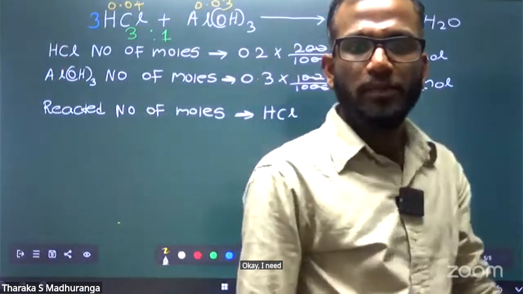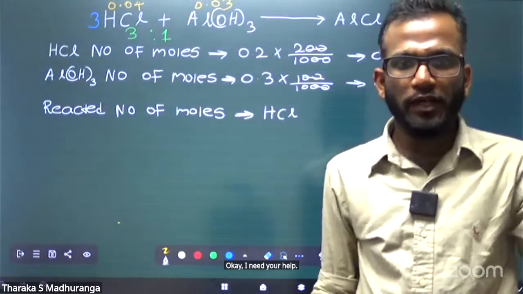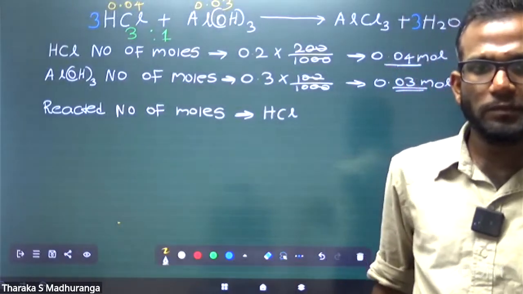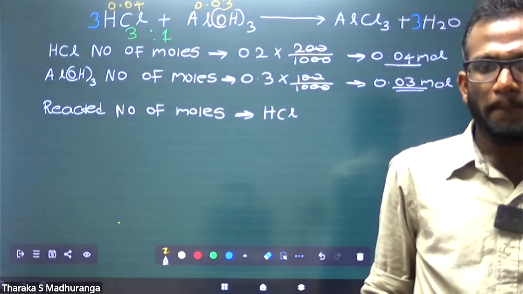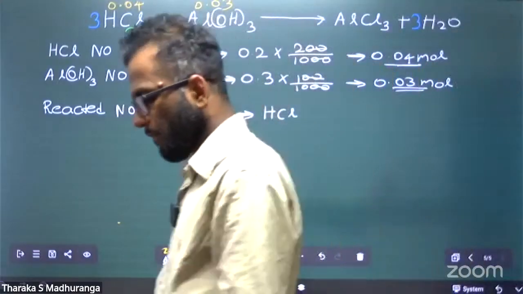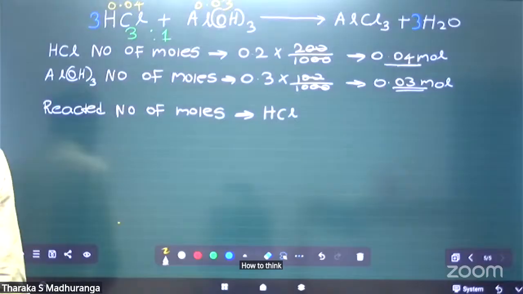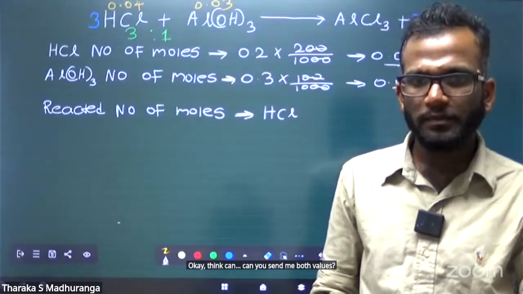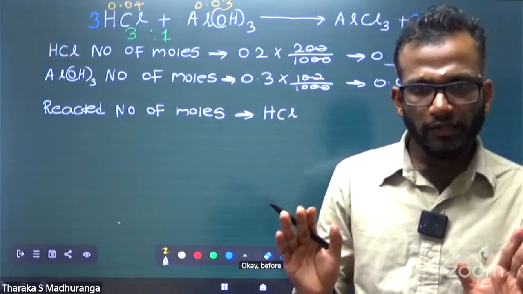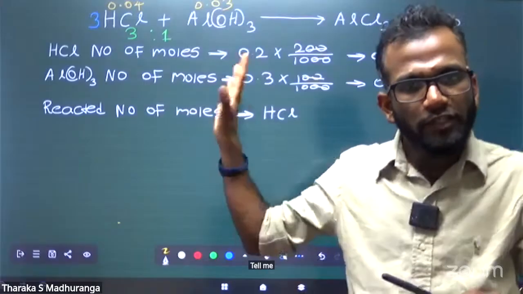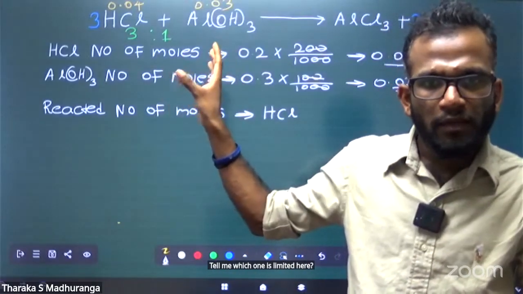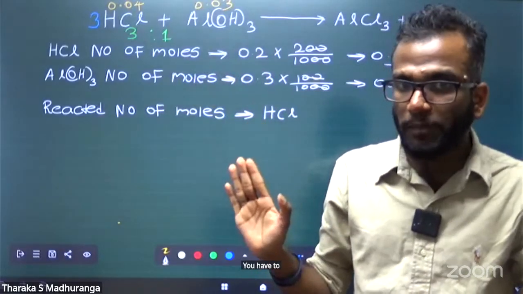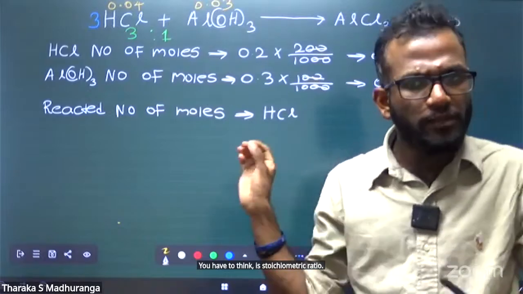Okay, I need your help. How to think? Think, and can you send me both values? Okay, before that, let's start like this. Tell me which one is limiting here? HCl or aluminium hydroxide limiting? You have to think about the stoichiometric ratio. HCl or aluminium hydroxide, which is the limiting one?